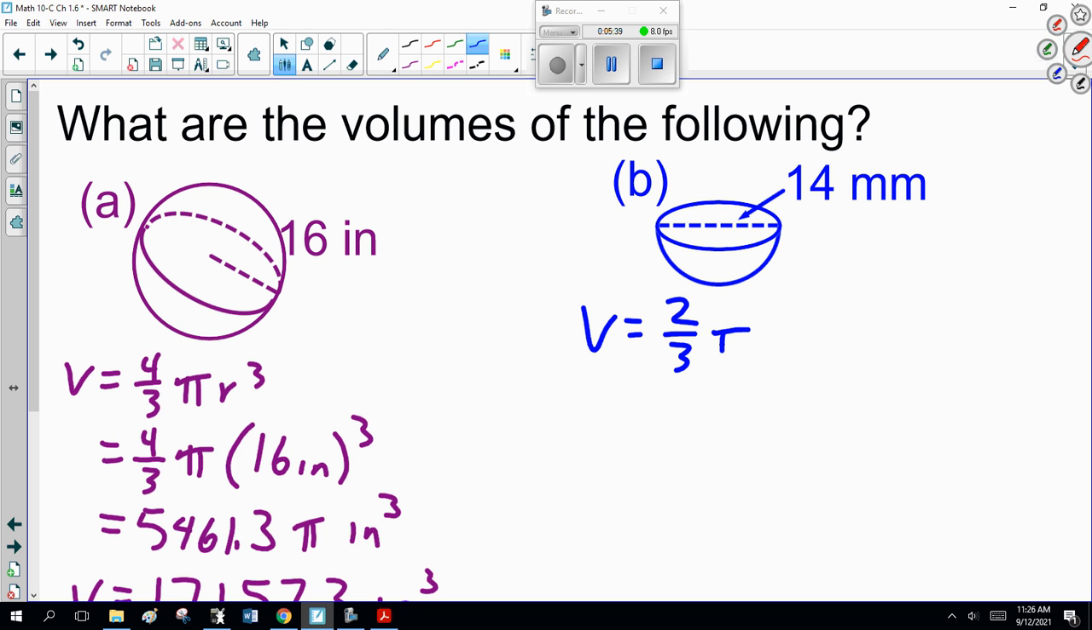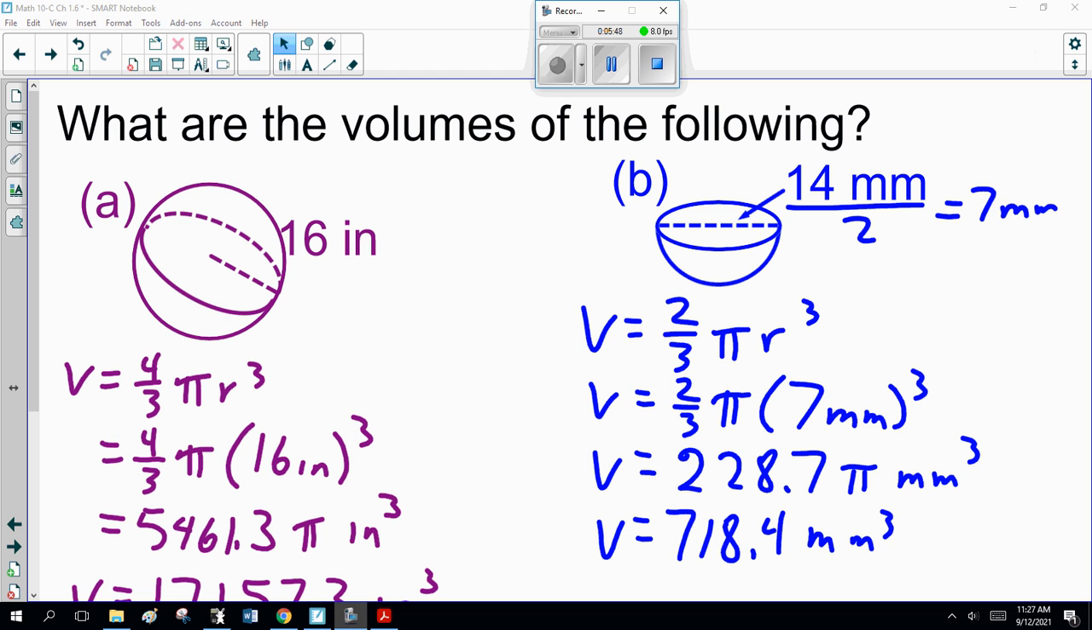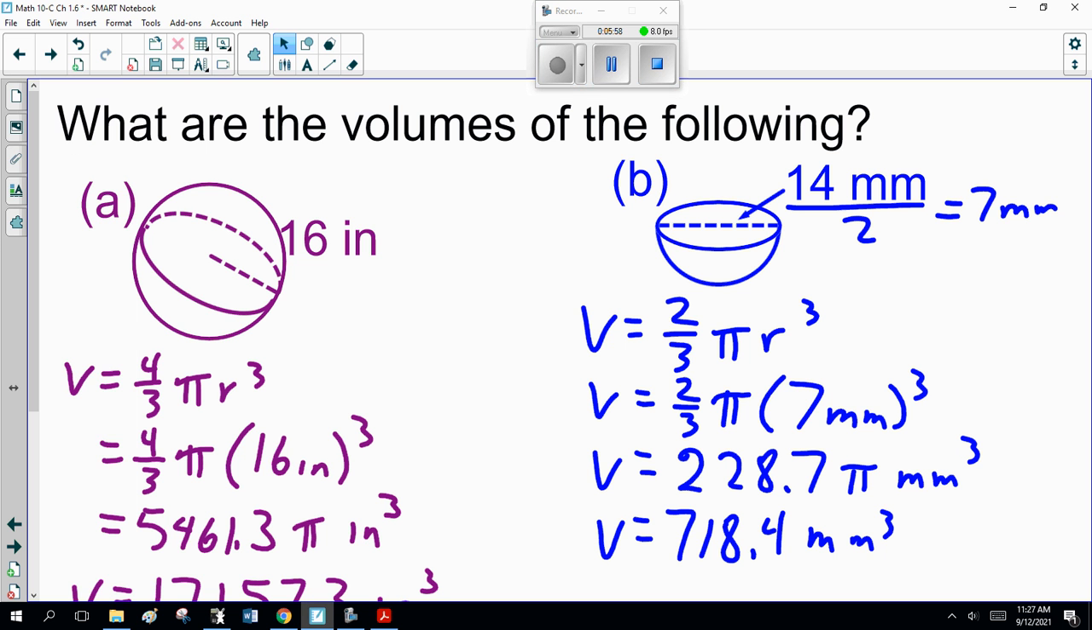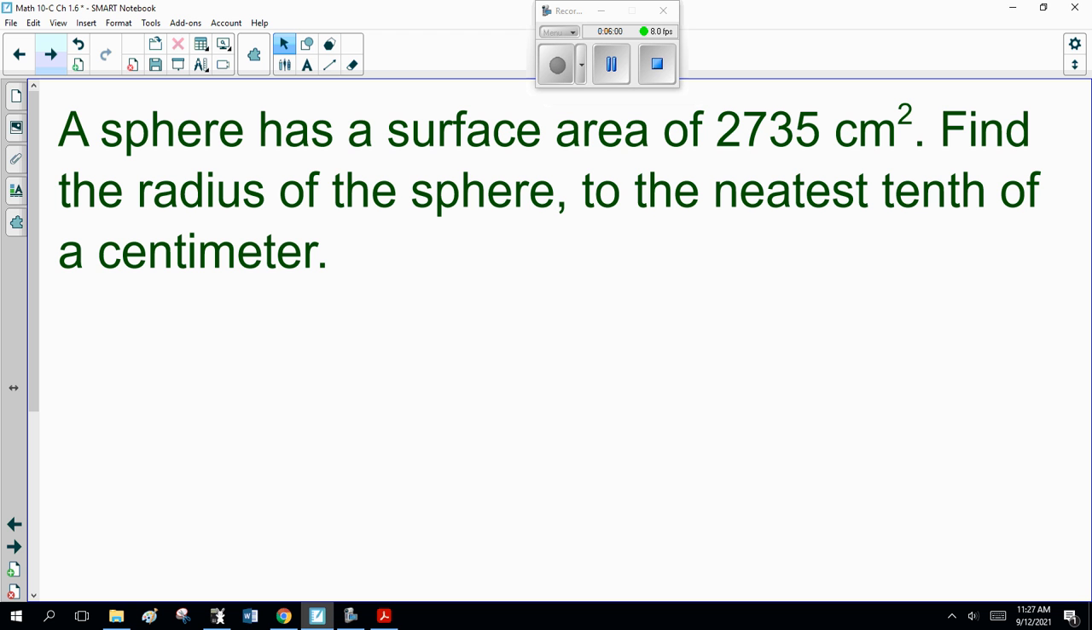2/3 πr³ for the hemisphere. All right, so let's go. And I got 228.7π, or 718.4 millimeters cubed. That's what I got. All right, so let's do a few more.